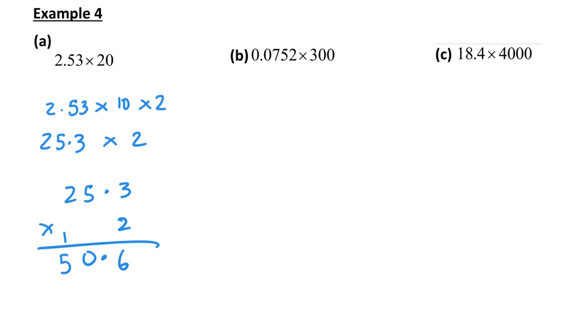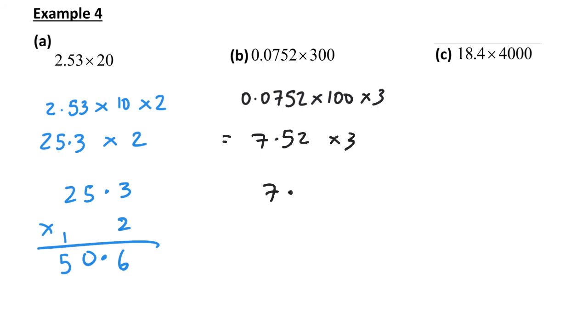And had we split it up by multiplying by 2 first and then by 10, we would have got the same answer. Multiplying 2.53 by 2 would give us 5.06, and then by 10 would get us to 50.6. Example B, what we have is 0.0752 multiplied by 100 multiplied by 3. So multiplying by 100 moves the decimal place 2 places to the right. So that's going to be 7.52 times 3. So let's show the working out for that.